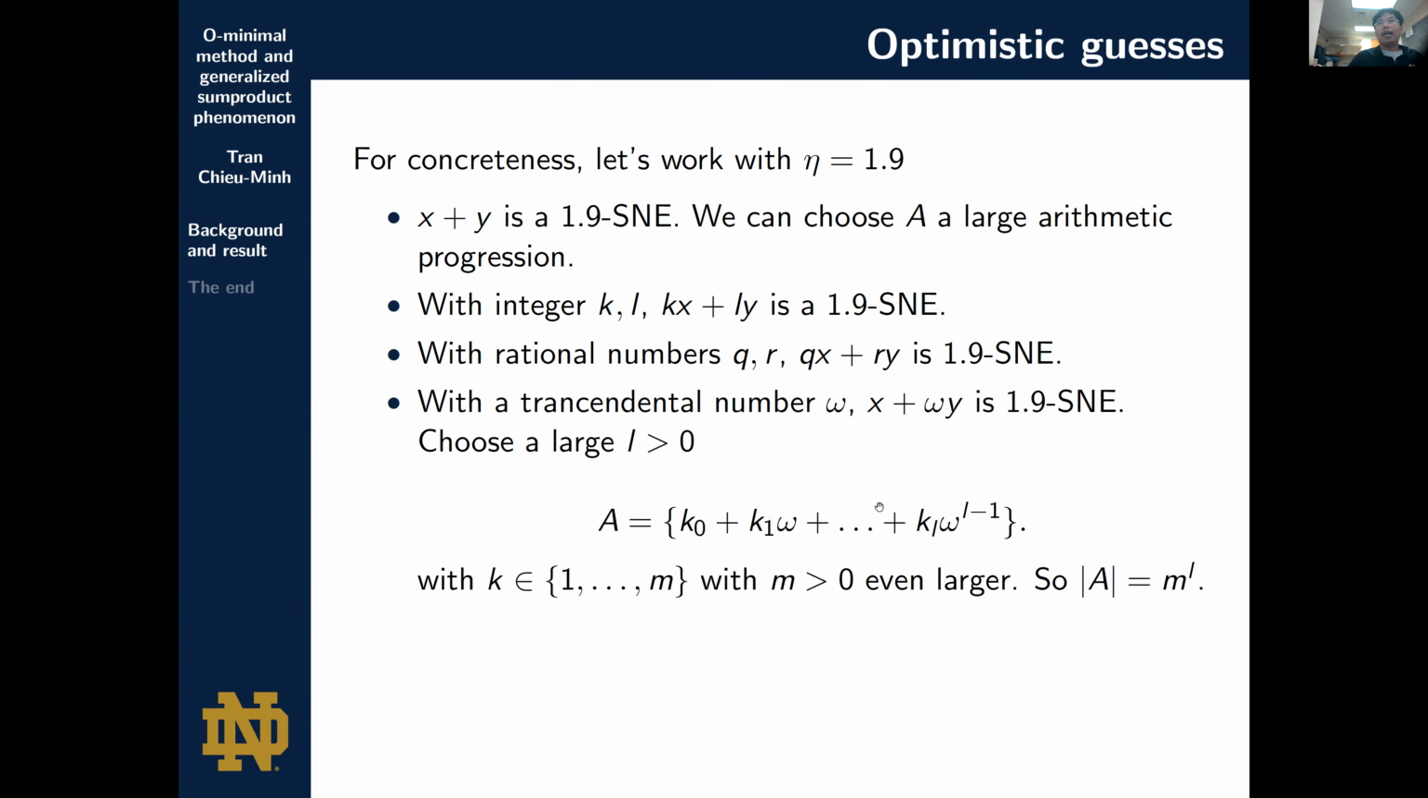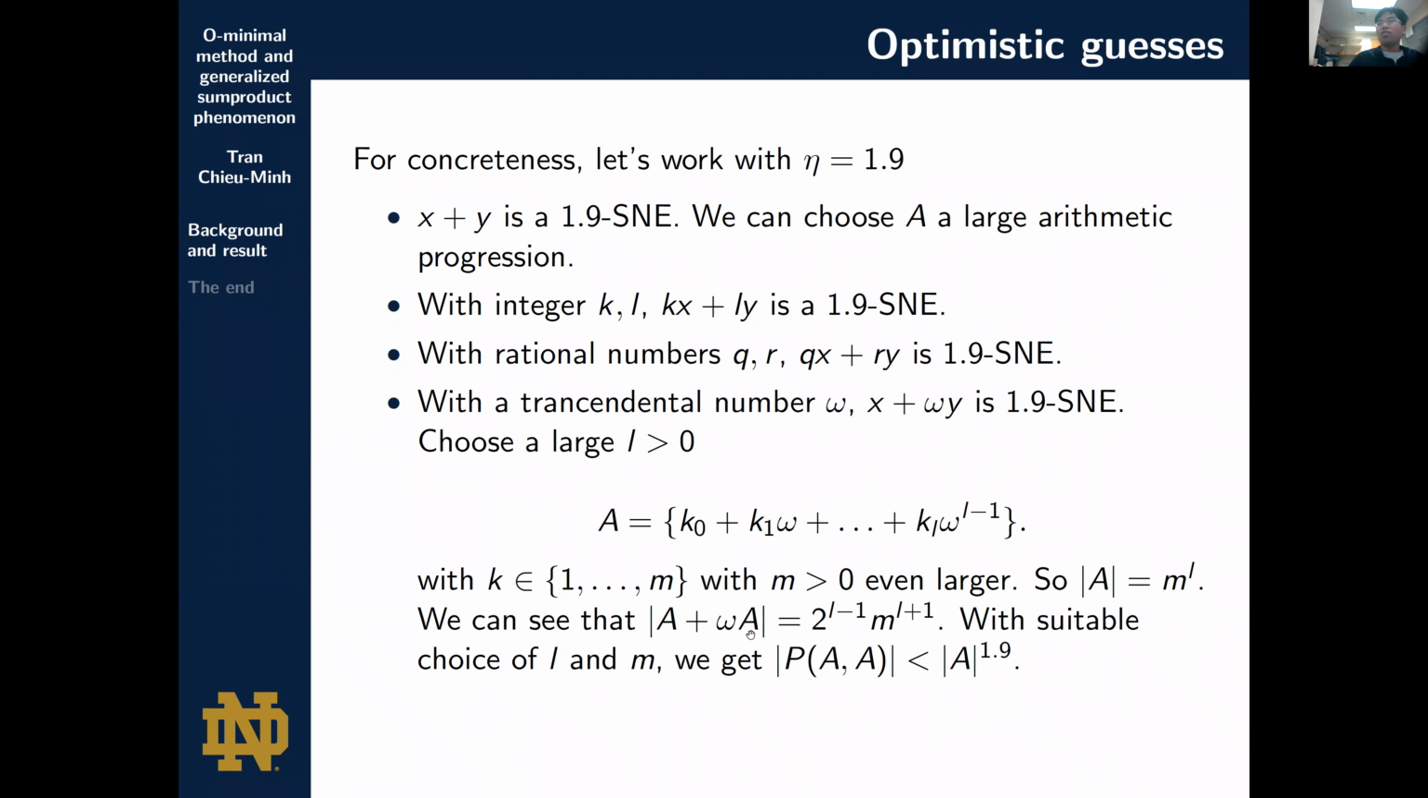Namely, you can choose A to be the following L-dimensional arithmetic progression. You choose k_0 plus k_1 omega plus ... plus k_{L-1} omega^{L-1}, where each k is ranging from 1 to M, and M is a really large number. So how many elements do we have over here? Well, you have L places, and in each place you have M choices, so you have M to the L.